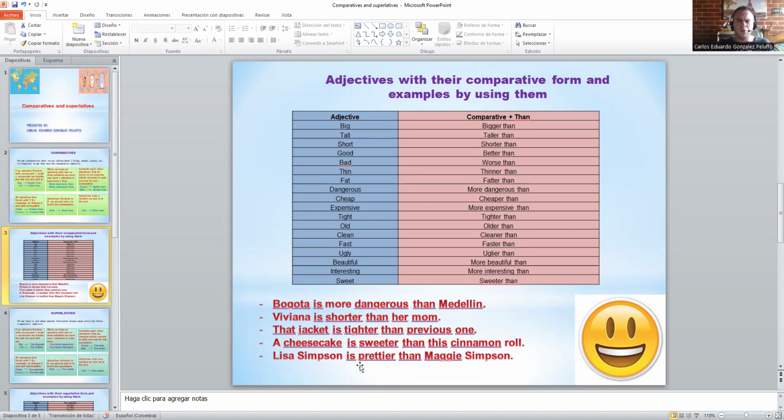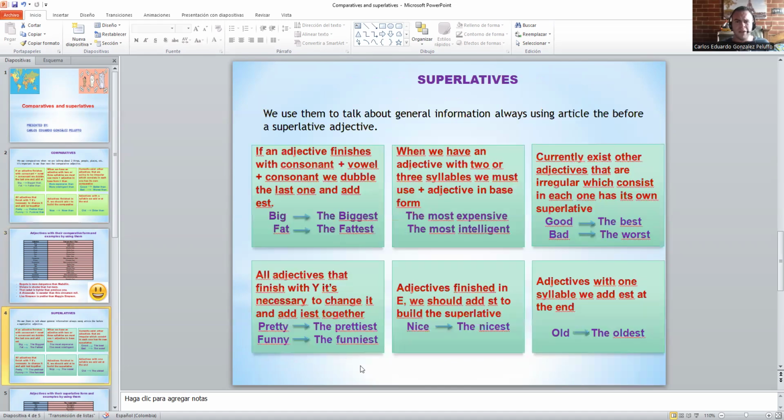We're going to speak with American people, American speakers, or whoever. It's necessary, it's mandatory to use it. Now, I explained comparatives. Then follow with superlatives.